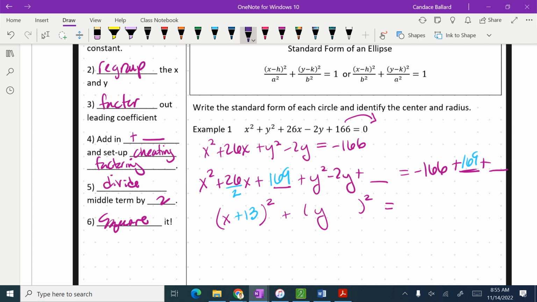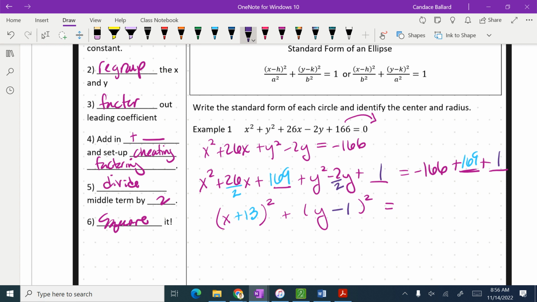Let's go purple. All right, I'm going to do the same thing with the y now. I'm going to divide the middle term by 2. So what's negative 2 divided by 2? Negative 1. And you have to carry the sign with it. All right, and then what's negative 1 squared? 1. Good, to both sides.